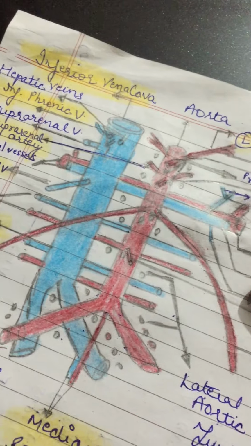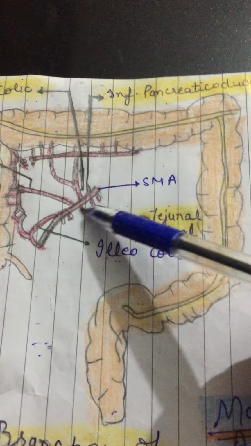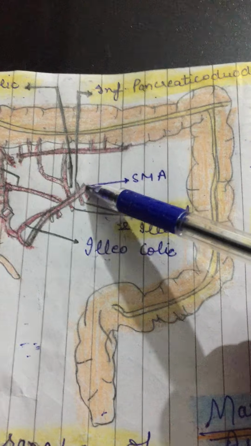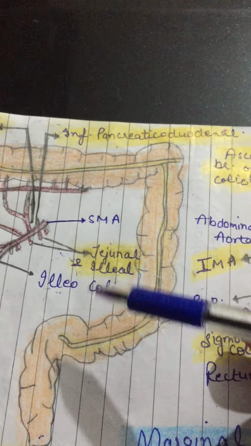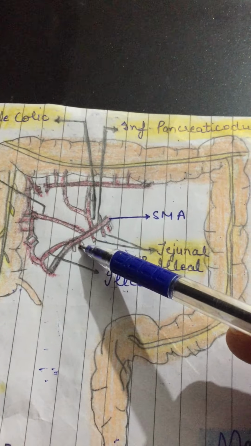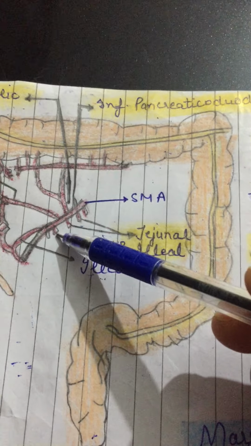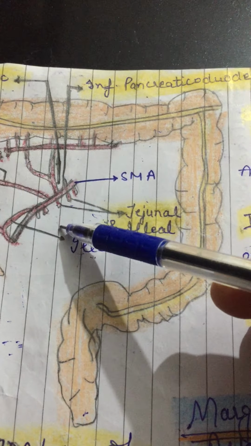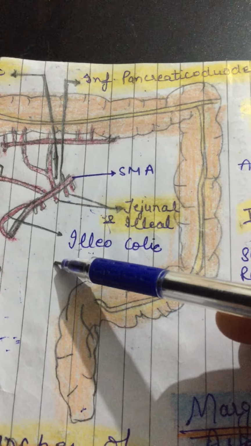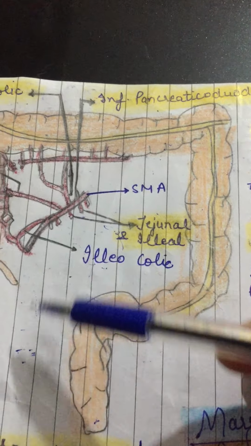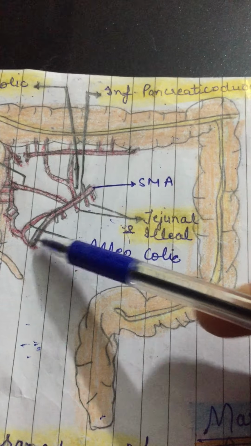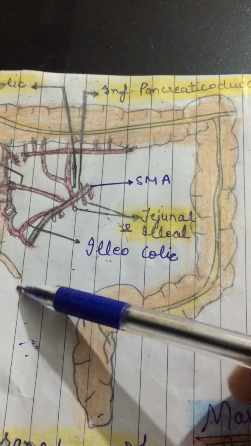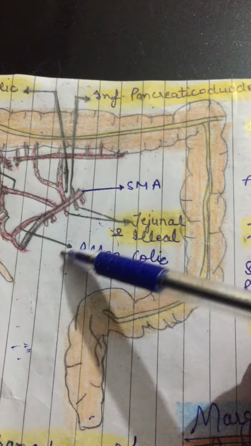It runs downwards and to the right, forming a convexity towards the left, right? I have drawn here the convexity towards the left side. Now, at its origin, it first lies in front of the body of the L1 vertebra, and then it lies behind the body of the pancreas, and then it crosses the root of the mesentery and runs between the two layers of the mesentery, right? And terminates in the right iliac fossa by anastomosis with the ileocolic artery, right?